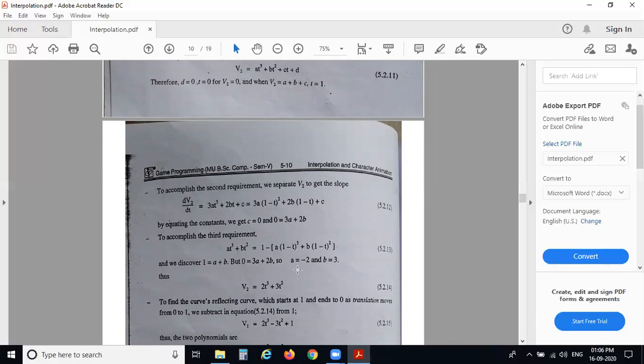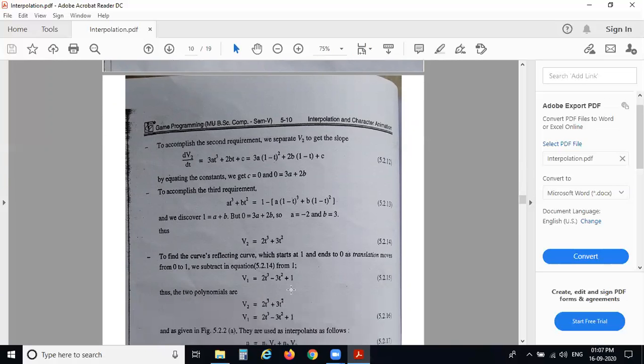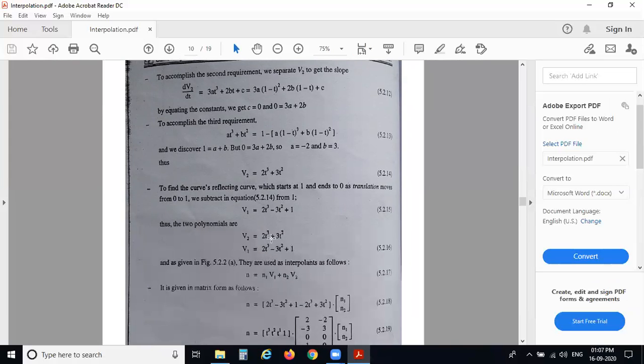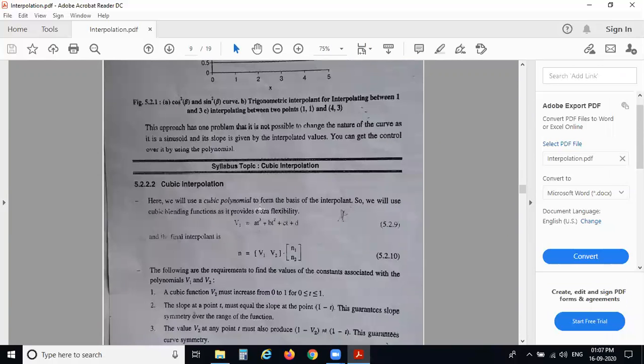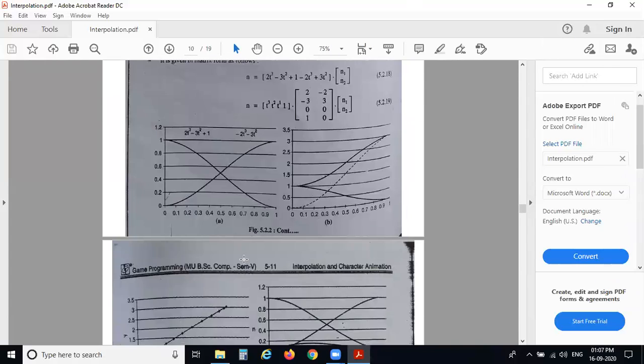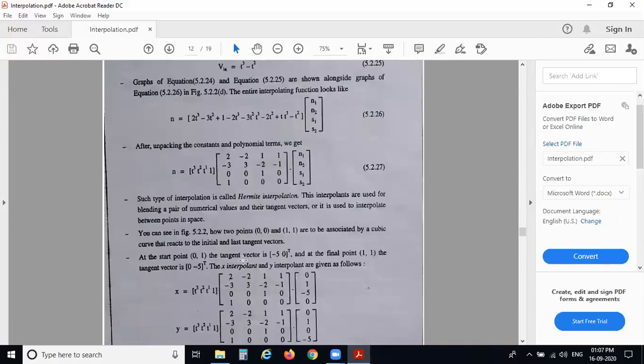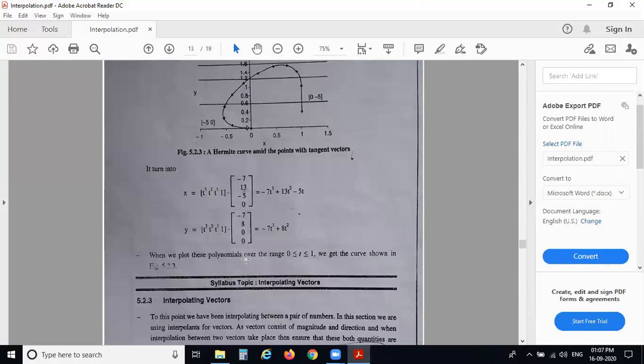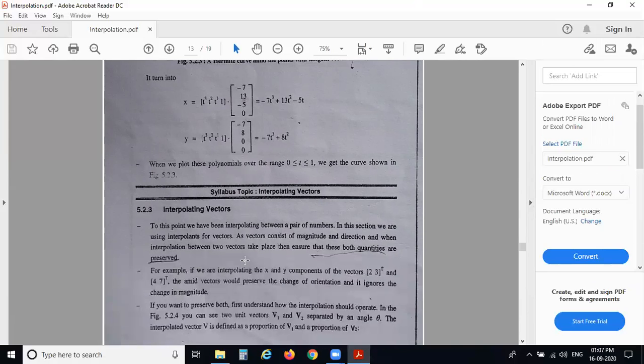So the values are calculated, which is a is equal to minus 2 and b is equal to 3. So the value of V2 is equal to minus 2t cube plus 3t square. Okay, so these are the three requirements for the cubic interpolation, which we solved here by taking the equation. So we don't study that next point, which comes under cubic interpolation, so there is no need to study that particular point. Then the next one is interpolating vectors.